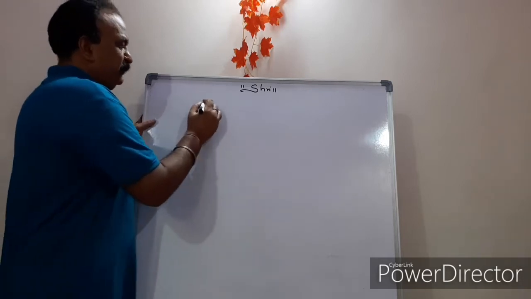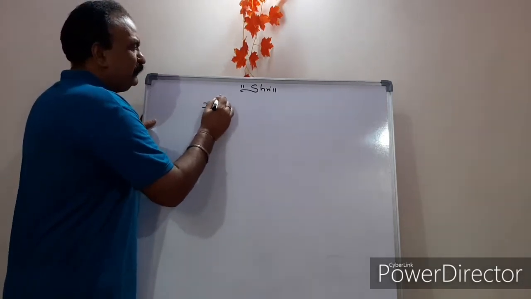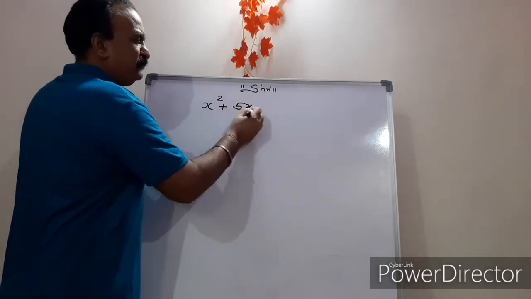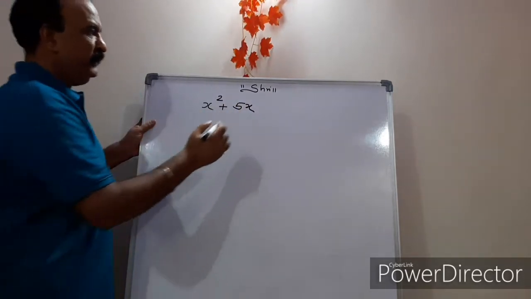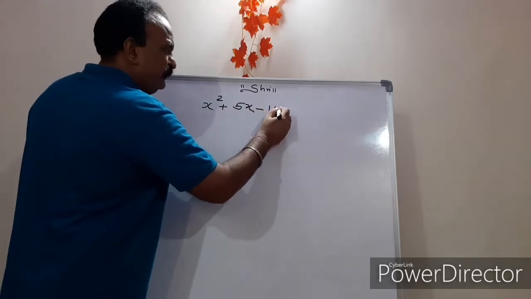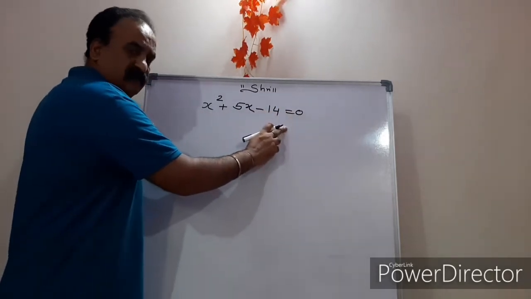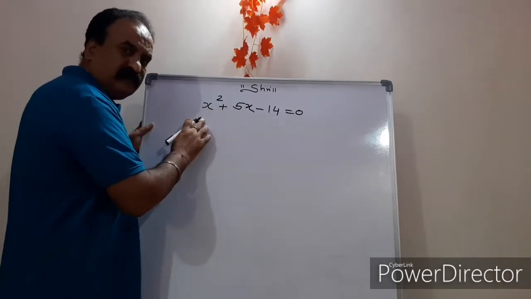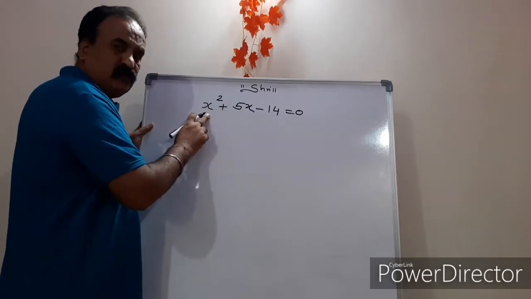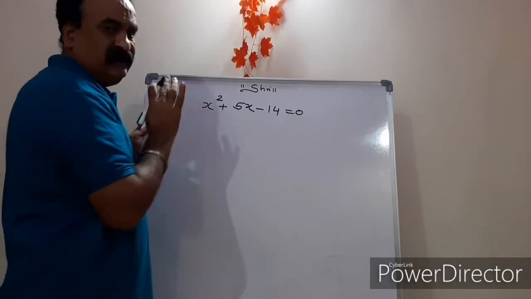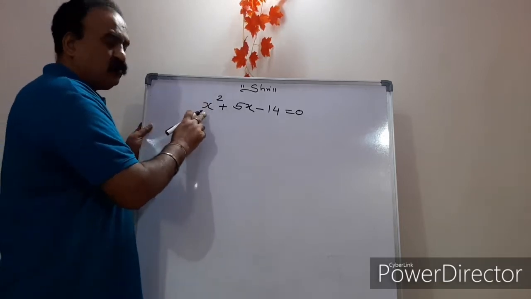Let us see. Suppose I am writing the equation x square plus 5x minus 14 is equal to 0. This is the quadratic equation. I told you yesterday that its degree is 2. That is why this is called the quadratic equation, or the second degree equation.